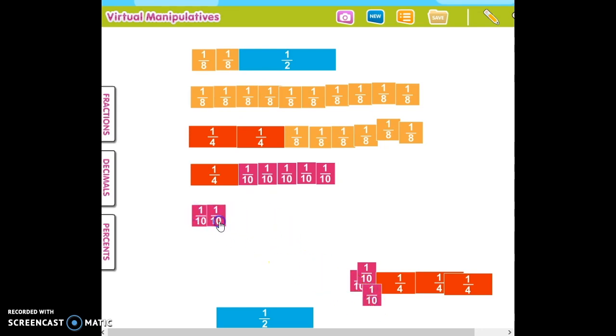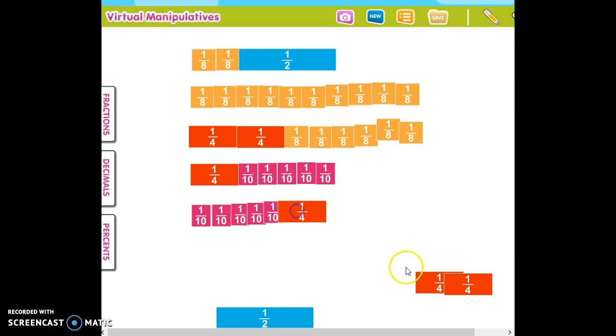Let's see if Elena matches anyone here. It looks like Elena is going to match and do the same distance as Brad and Connor. We see that 5 1/10 is the same as 2 1/4, and that 6 1/8 is the same as 3 copies of 1/4. So these fraction tiles, even though they're different measurements, at the end they're still the same length.